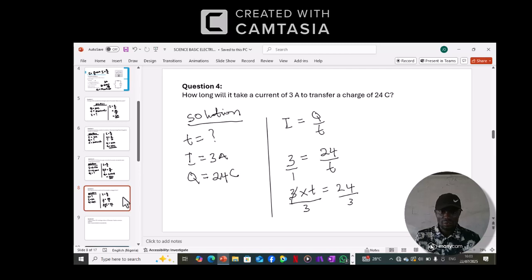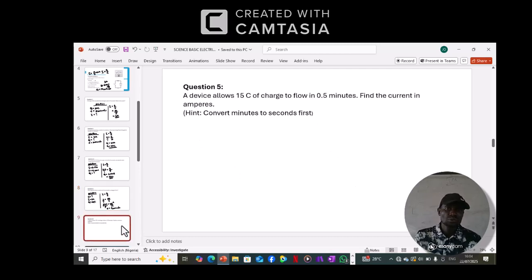So T equals, 3 in 24 is 8. So T will be 8. The unit of time is seconds, so you need to put the unit of time there, which is 8 seconds. So just make use of the formula I equals Q over T, then you substitute and cross multiply as the case may be. Now the next question.